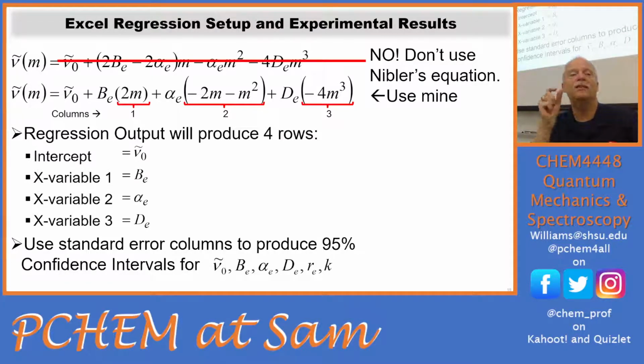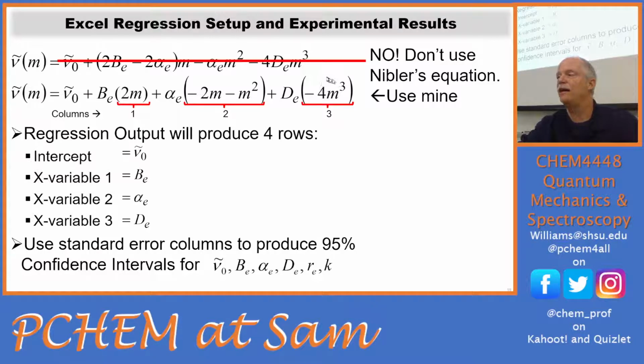Then we're going to take those M values, and in another column, we're going to multiply them by 2. So column 1 is 2 times the M value. Column 2 is going to be this crazy thing: minus 2M minus M squared. That's the formula you put into column 2. And then this is the formula you put into column 3, minus 4 times M cubed.